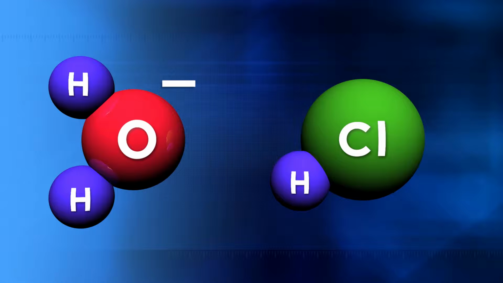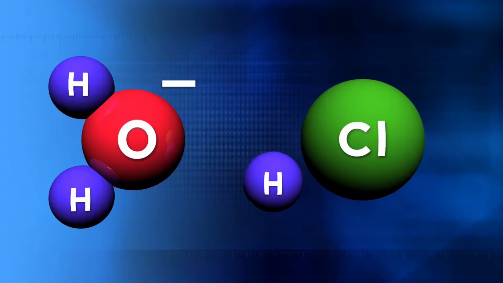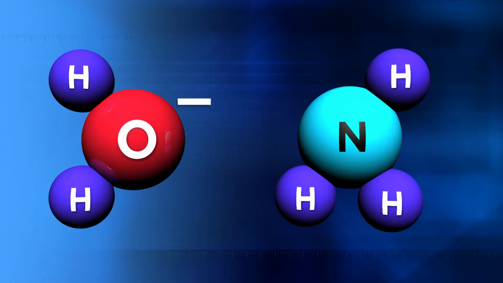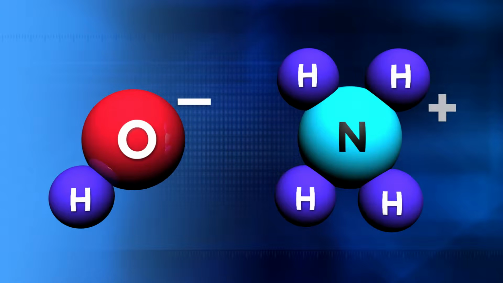For example, if water's near HCl, like you saw before, it'll act as a base and take a proton. If it's near ammonia, it'll act as an acid and lose a proton to the NH3.